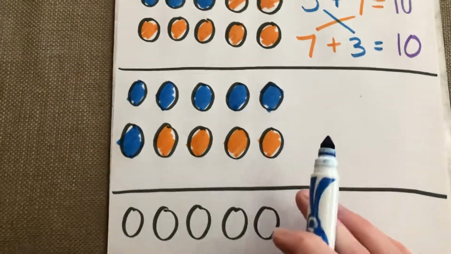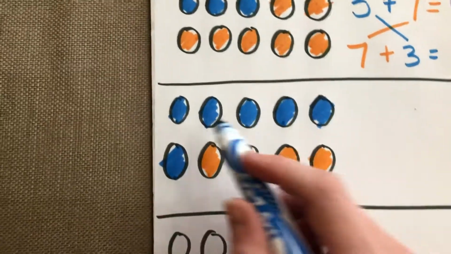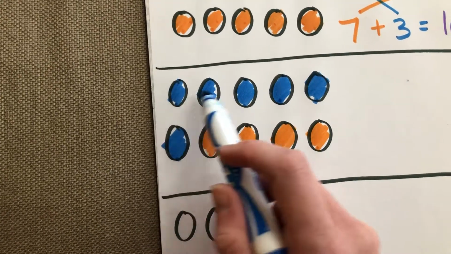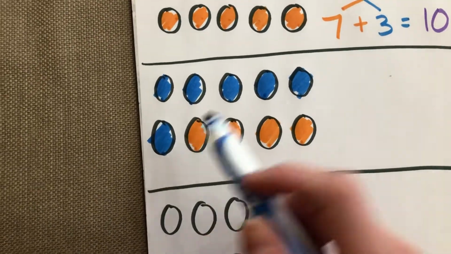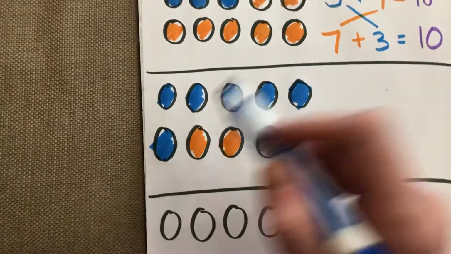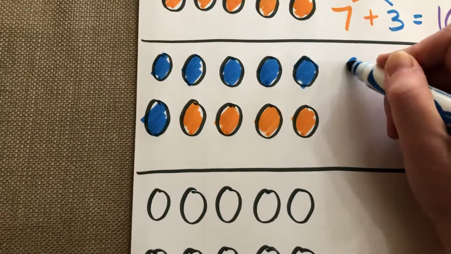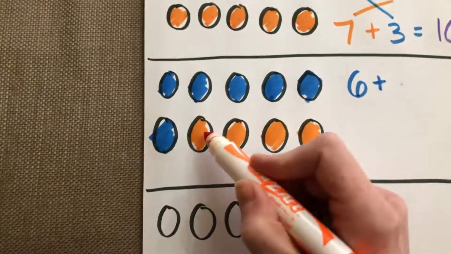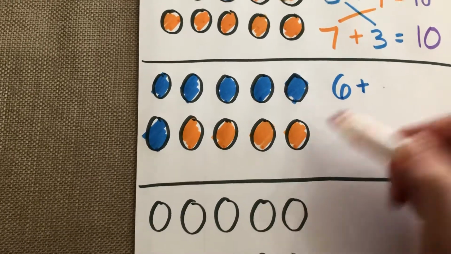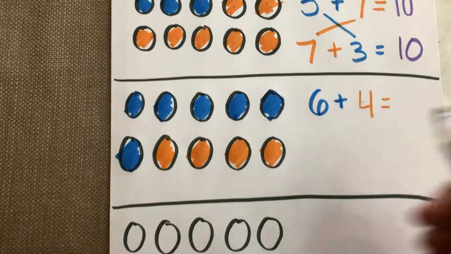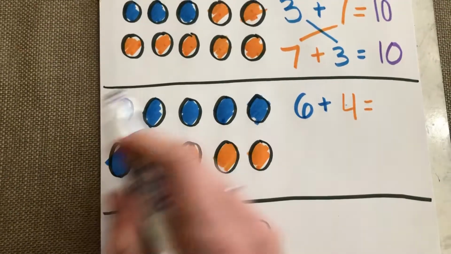So let's see how many we have of blue, okay? So let's start with our blue group, count with me. Let's do it the fast way. Ready, set, go. 5, 6, okay? Or we can count one by one. 1, 2, 3, 4, 5, 6. Either way is fine. So we have 6 in our blue group, plus, how many do we have in our orange group? 1, 2, 3, 4 oranges, equals, how many do we have all together? We have 10, right? All together.